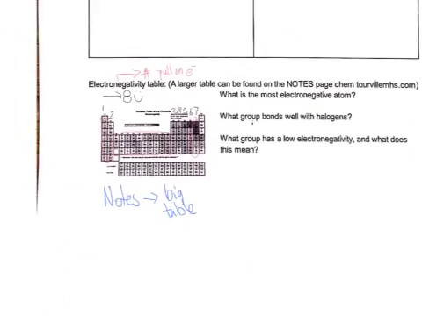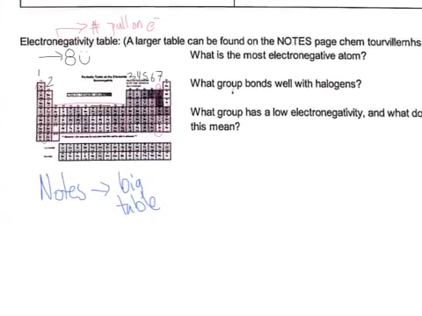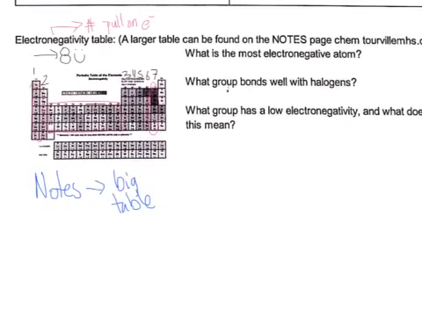So, electronegativity. You should pull this up in another window and see if you can answer these questions. What is the most electronegative atom? What groups bond well with halogens, and what group has a low electronegativity, and what does this mean? I'm going to pause and see if I can pull up an electronegativity table, and you're going to look at one and see if you can answer those questions. All right.